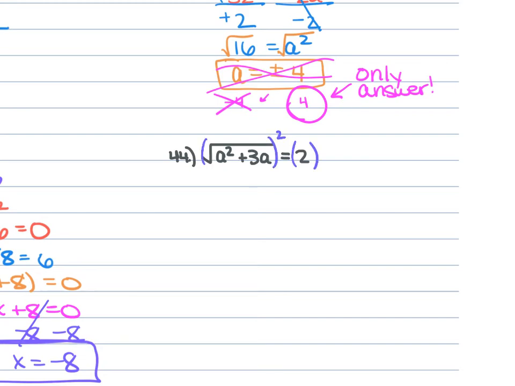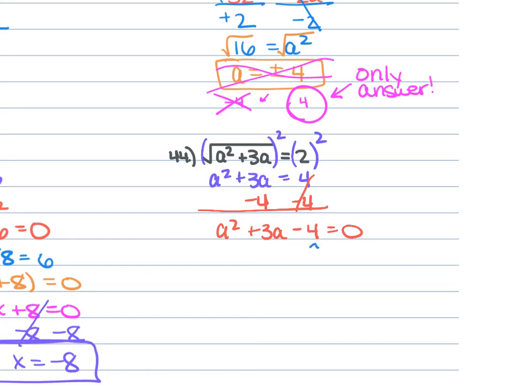So with 44, again, we're going to square both sides here. So a squared plus 3a is equal to 4. We can move that 4 over by subtracting it. So we have a squared plus 3a minus 4 is equal to 0. The factors of that 4 that add up to be 3 are a negative 1 and a positive 4. So this factors out to be a minus 1 times a plus 4 is equal to 0. So a minus 1 is equal to 0. A plus 4 is equal to 0.